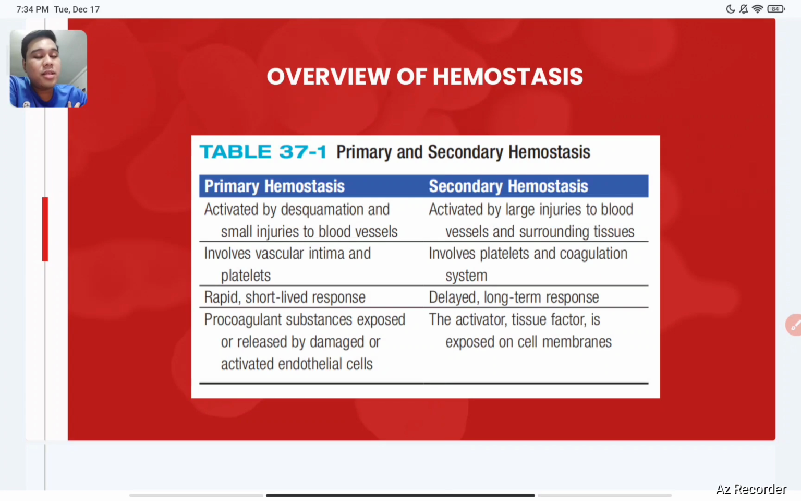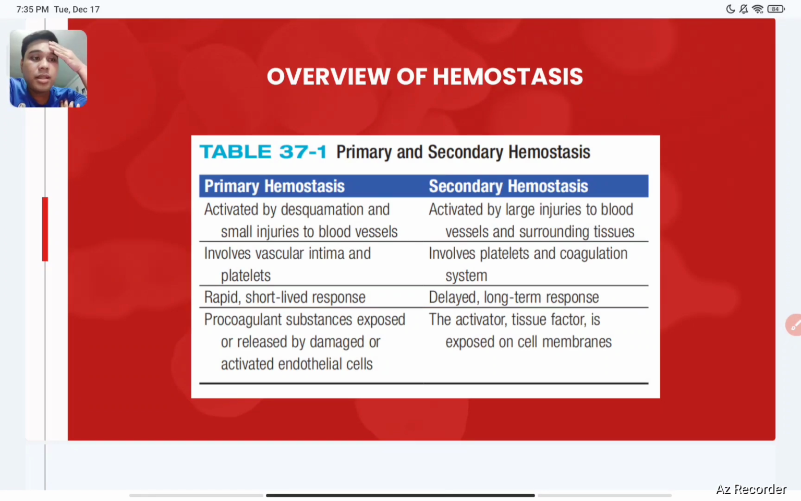So, in primary hemostasis, there are procoagulant substances which are exposed or released by damaged or activated endothelial cells. And in secondary hemostasis, it is activated by large injuries to blood vessels and surrounding tissues.